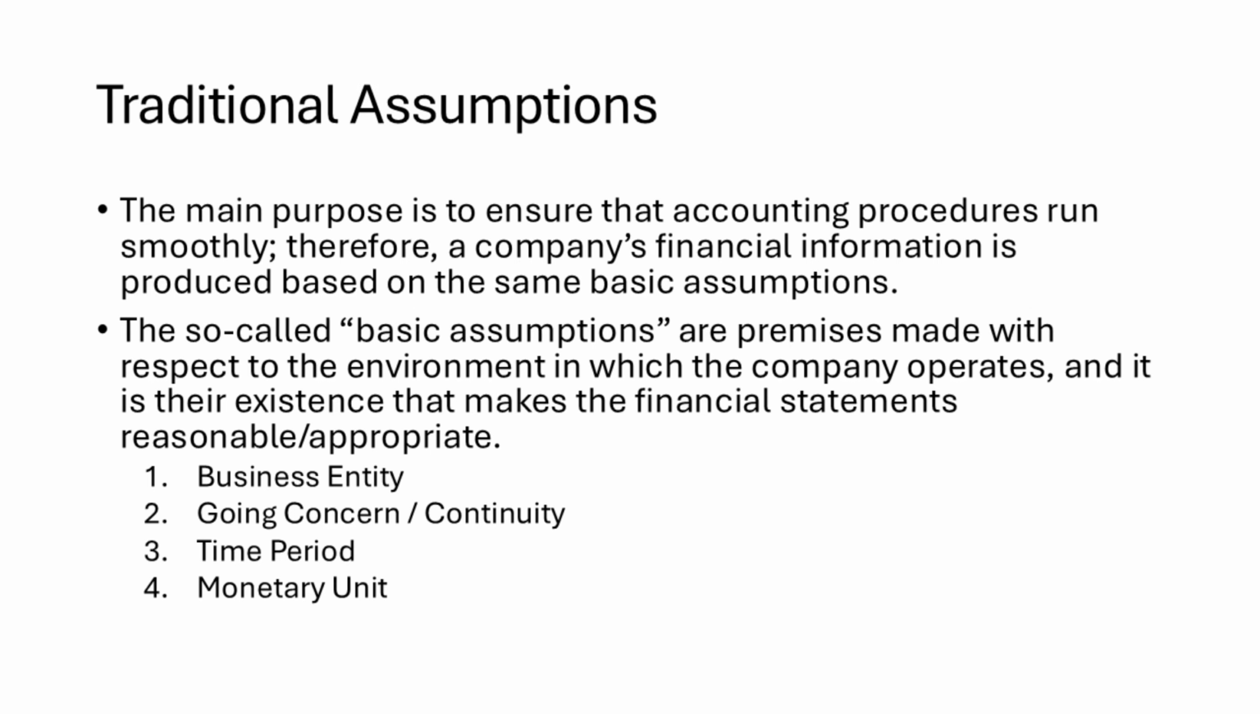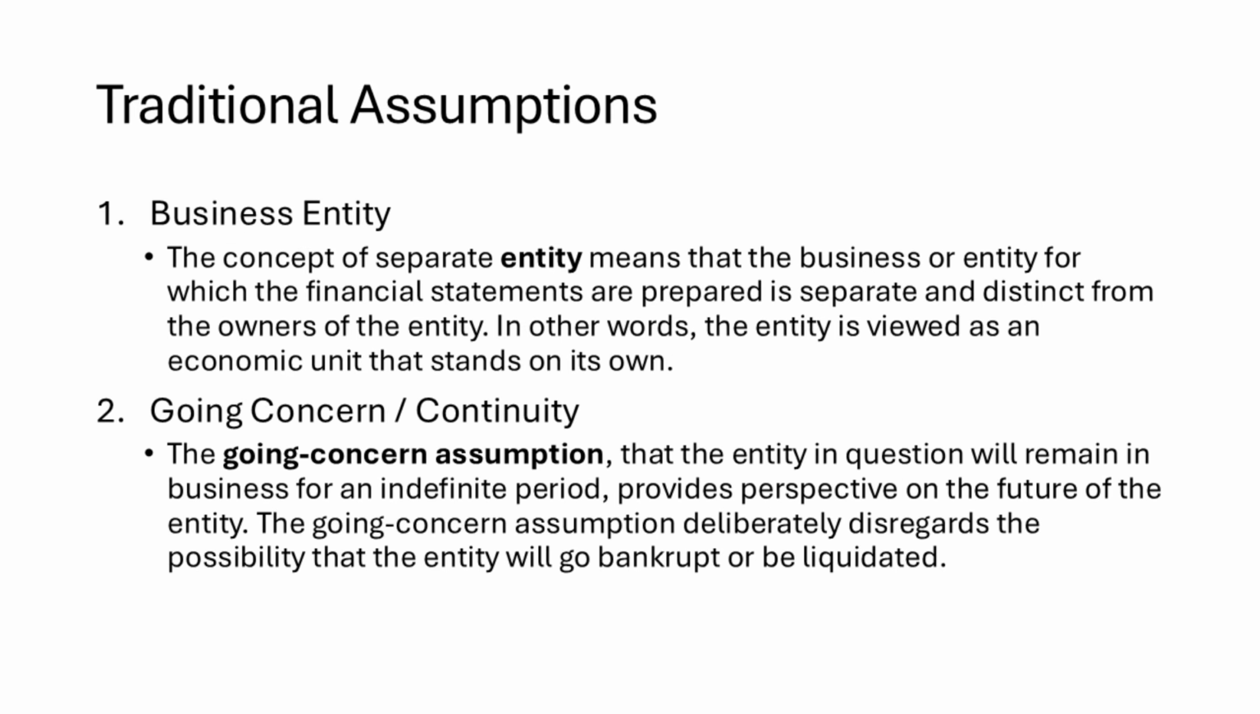Let me introduce them one by one. One is the business entity. Second is going concern, or we call it continuity. Three is time period, and four is monetary unit. Next page, business entity. You can see the definition on the slide, and I will give you an example.